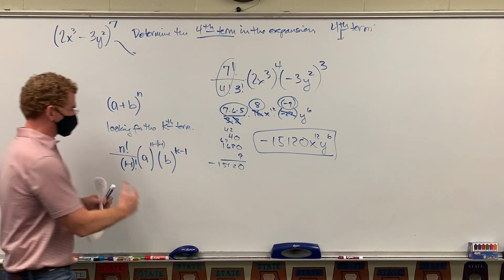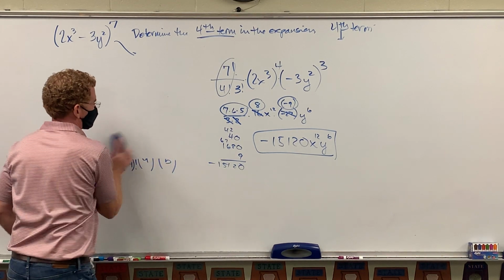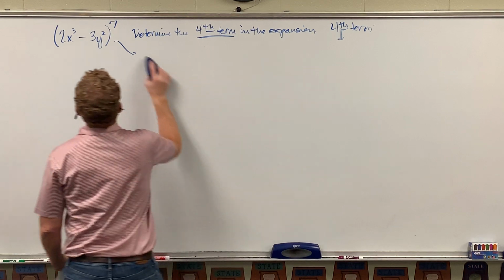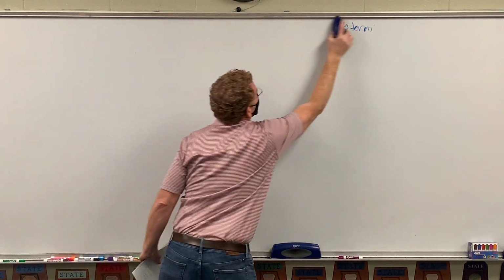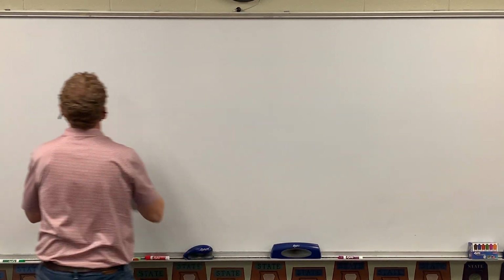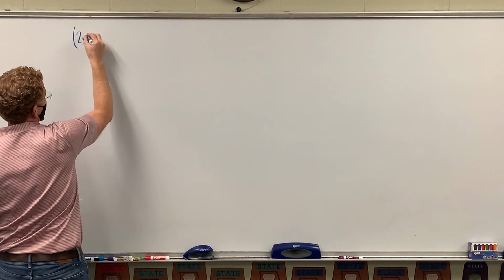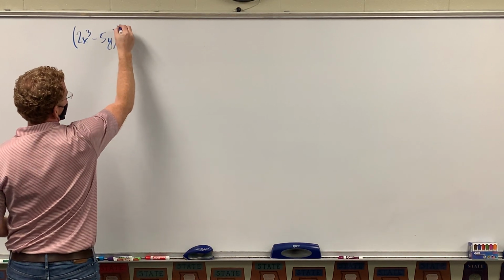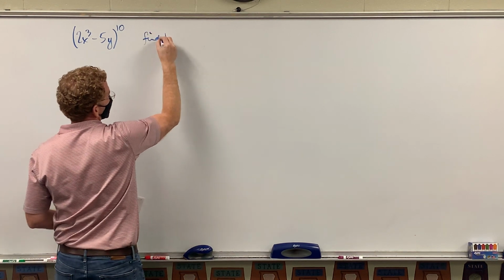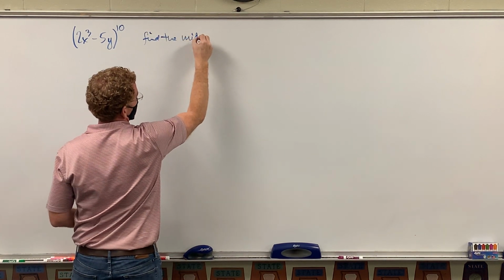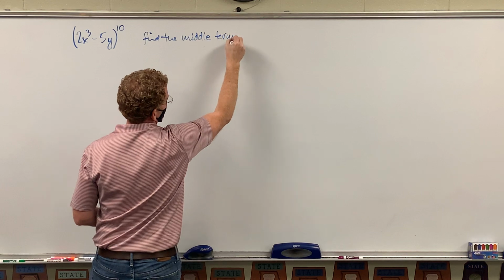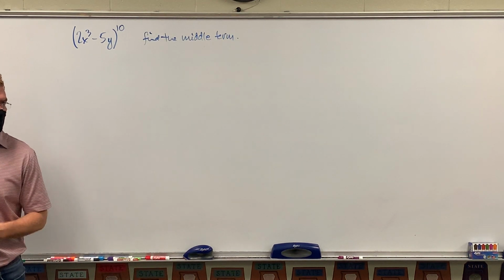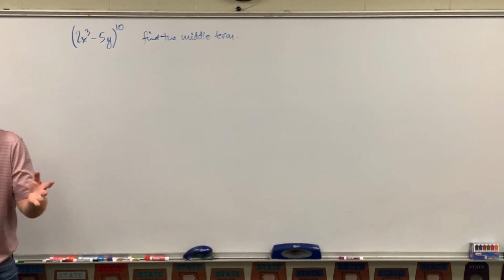Okay? So let me just throw something else at you. Hopefully you won't need that ugly formula, but in your head you'll know what to do. All right, so what if I gave you this? 2x cubed minus 5y to the 10th, and I said find the middle term. Well, this time I didn't tell you which term that was, did I? I didn't tell you it was the 4th, the 7th, the 6th.